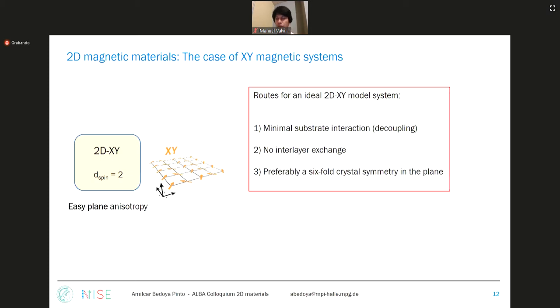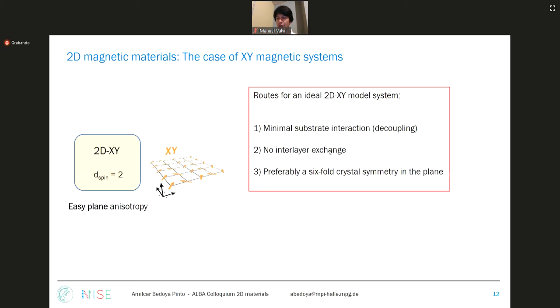So just to summarize this introduction and how we get to these ideal 2D XY systems, what we need here is a minimal substrate interaction. That means we have to get rid of all the crystalline fields through a van der Waals gap.